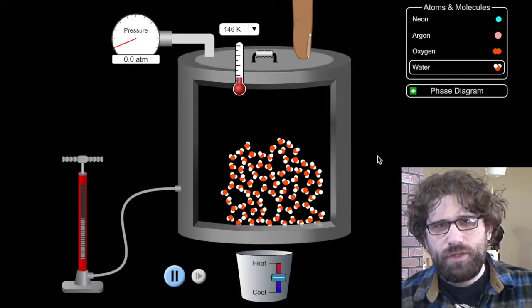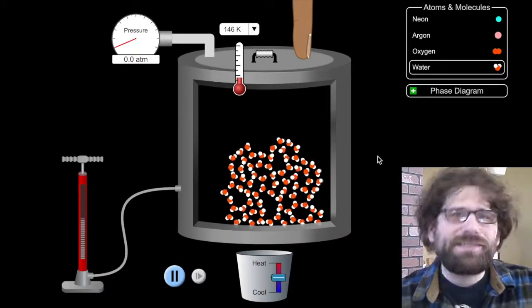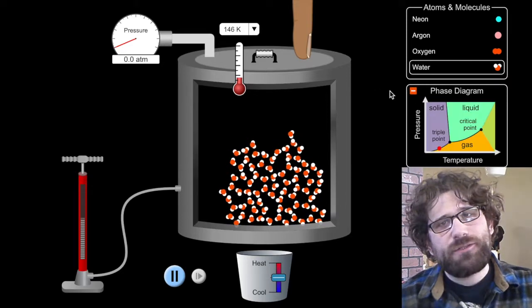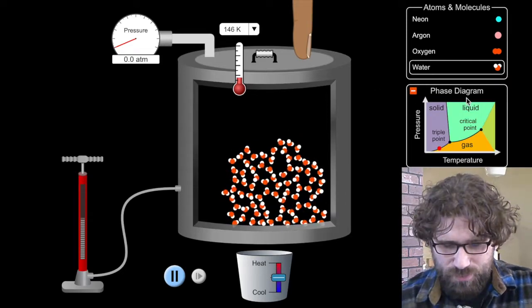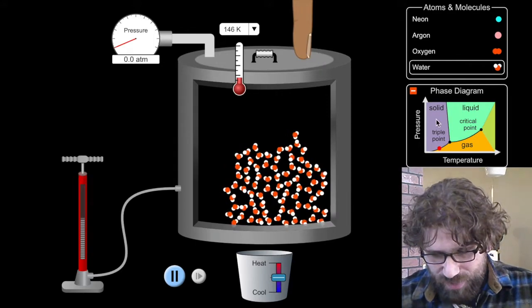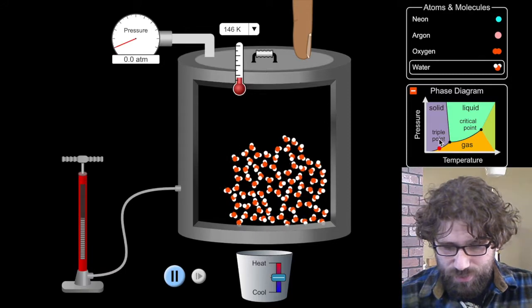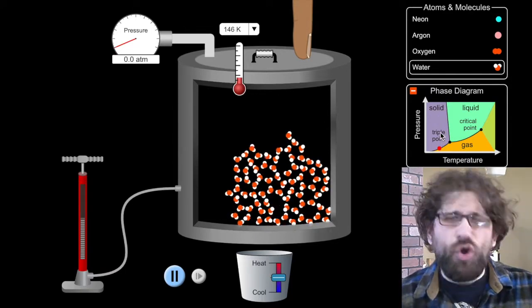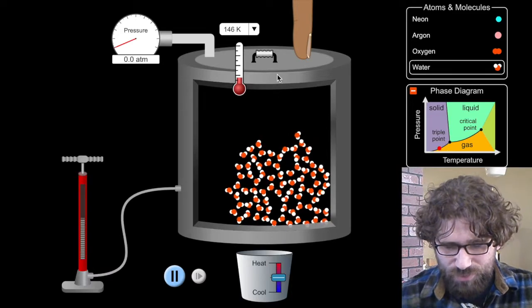Hey, chemistry. I found this nice little simulation that puts the ideal gas law together with phase diagrams so that you can see what it actually looks like. Remember, in a phase diagram, we can see these different points in solid, liquid, and gas. We can see that adjusting the pressure or temperature could cause a phase change.